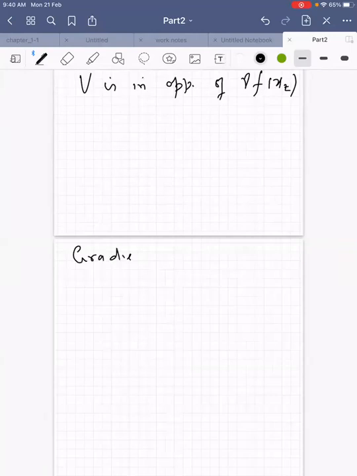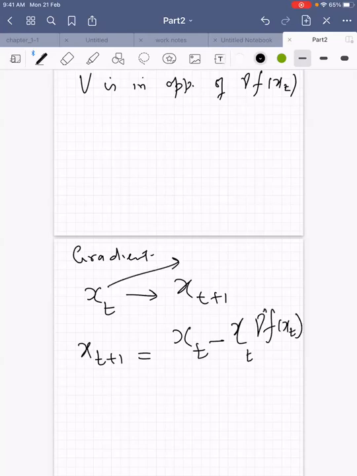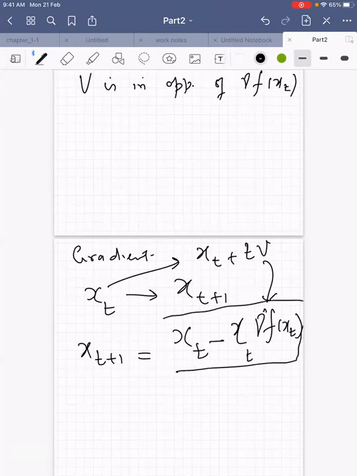It is that simple. I am at xt. To get to xt plus 1, I move in some direction, the negative of the gradient. Remember I said I'm going from xt to xt plus tv, but v is the negative of the gradient. So I'm moving from xt to xt minus this guy, multiplied by gamma t.